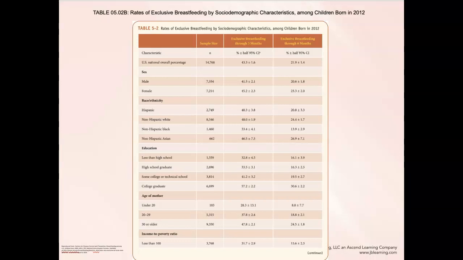However, this is just descriptive. We don't know why the differences exist from this data, but we can look at this descriptive study, and this allows us to generate hypotheses that we can then test in future studies to try and actually understand why there are differences across these different characteristics.